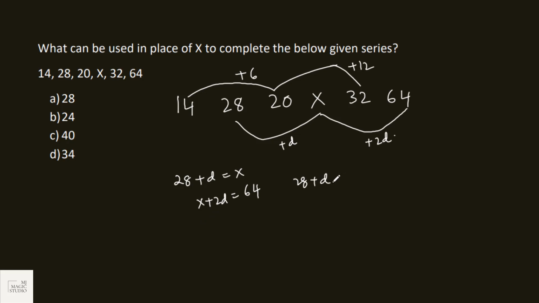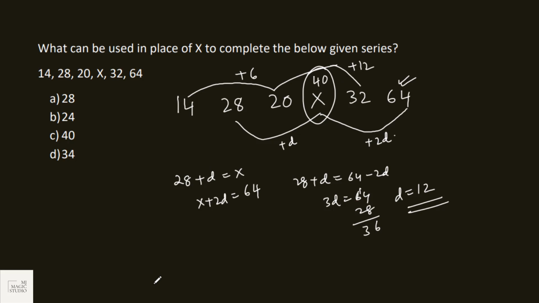28 plus d, or we can find the value of d from 28 plus 3d equals 64. So 3d is 64 minus 28, which is 36. d is 12. So 28 plus 12 gives us 40 and 40 plus 24 gives us 64. So the value of x, the best pick is 40. Option C.